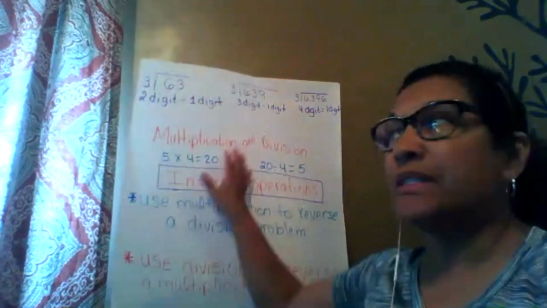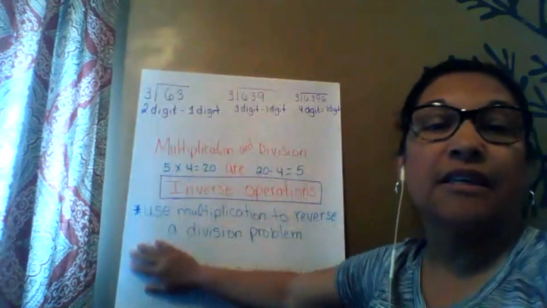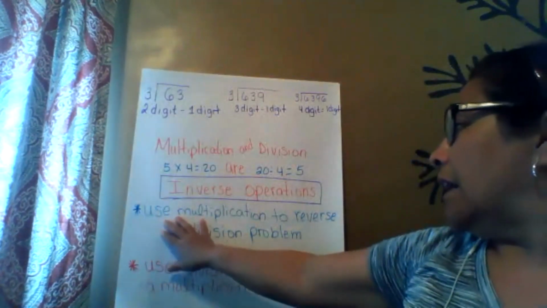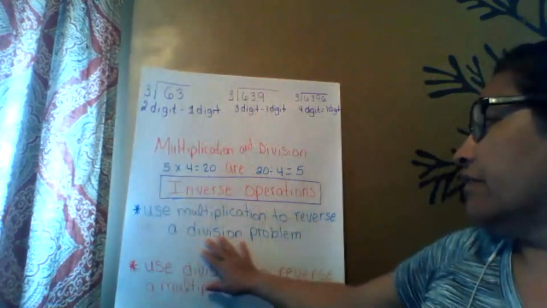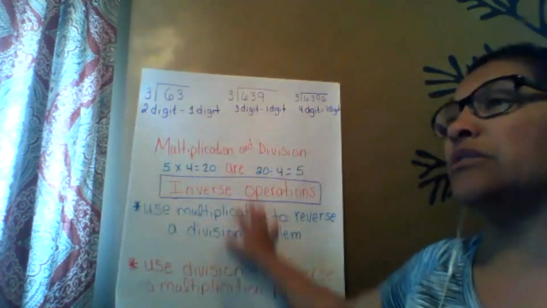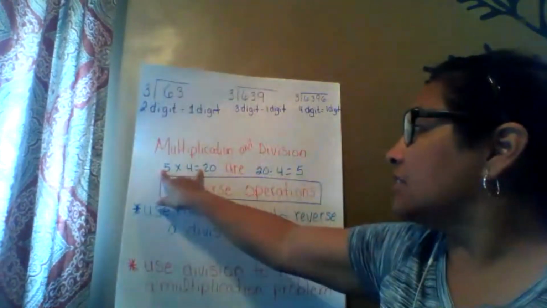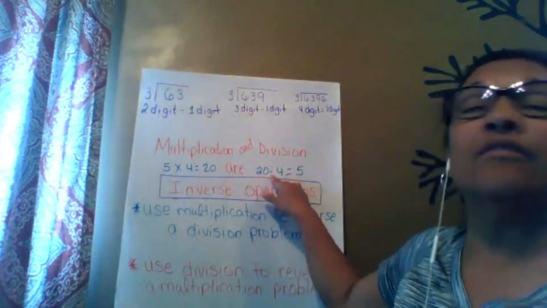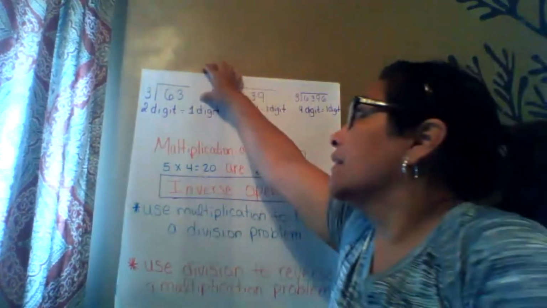And also, what happens if you have a remainder to it? You would add it to your answer, correct? Okay, so you would use multiplication to reverse the division problem, and you will use the division to reverse the multiplication. Again, just saying 5 times 4 equals 20. We could do that by saying 20 divided by 4 equals 5.